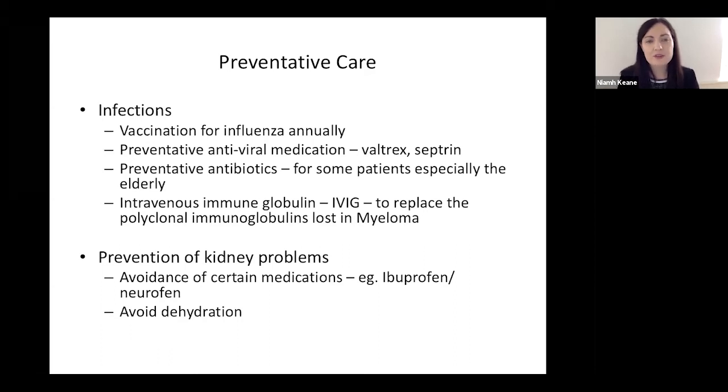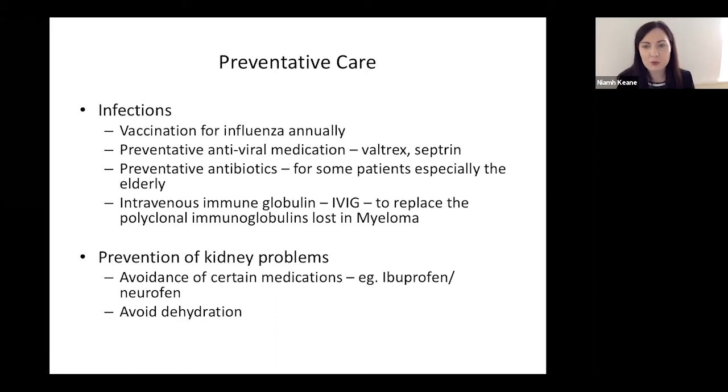The use of preventative antibiotics is somewhat controversial, but there is emerging evidence that this can be effective, particularly in some elderly patients. This can come at the cost of potential resistance to organisms or opportunistic infections or developing forms of colitis. So this is not uniformly used, but for particular selected high-risk patients, there may be a role for this.